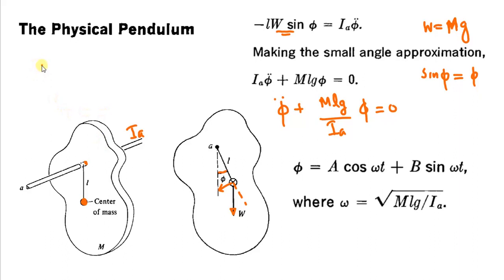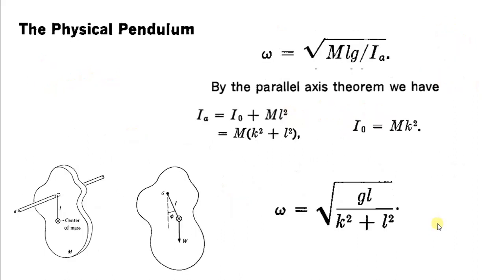This is of the same form, d squared x by dt squared plus omega squared x equal to 0. So omega squared is mgl by IA. So the solution will be phi is equal to a cos omega t plus b sin omega t, where omega is equal to root of mlg by IA, and IA is the moment of inertia about the axis A. So here also we get omega equal to root of mlg by IA. So we have to find the moment of inertia about this axis.